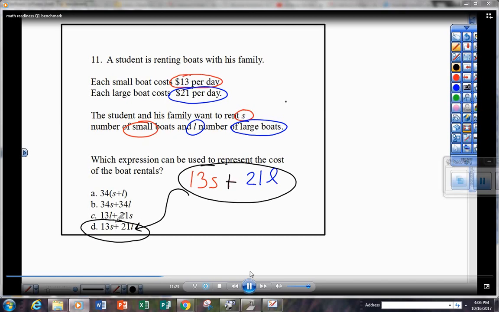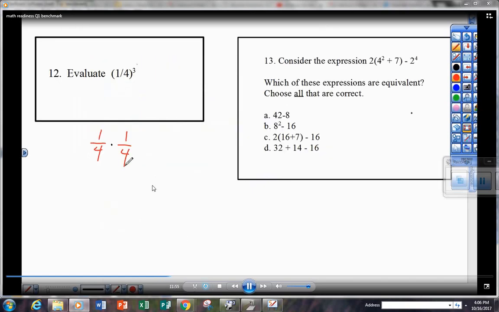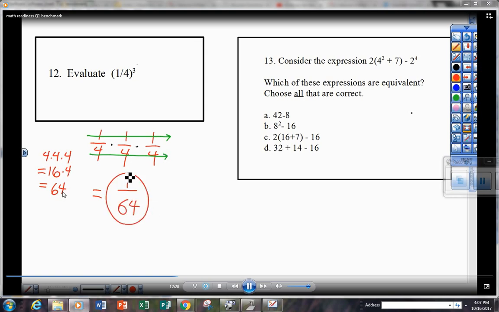Alright, here we go. Problem number 12. This one has you take that fraction and evaluate it to the third power, which means I'm taking that fraction and multiplying it by itself 3 times. So I take that fraction 1/4 and write it out 3 times: 1, 2, 3. I'm not adding these, I'm multiplying. So I multiply straight across, both top and bottom. 1 times 1 times 1 is 1. Anything times 1 is 1. 4 times 4 times 4: 4 times 4 is 16, times 1 more 4 gives me 64. So that is 1 over 64.